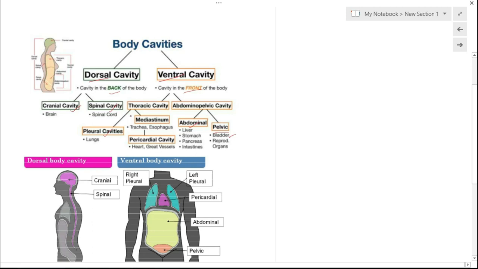Okay, the next classification of thoracic cavity is mediastinum. So thoracic cavity is classified into two types. One is pleural cavity, another is mediastinum. In the mediastinum, trachea and esophagus are there. Okay, and the heart is also present in the mediastinum. But in the mediastinum, there is a special cavity that is called pericardial cavity. It's very important. Heart and some great vessels are present in the pericardial cavity.